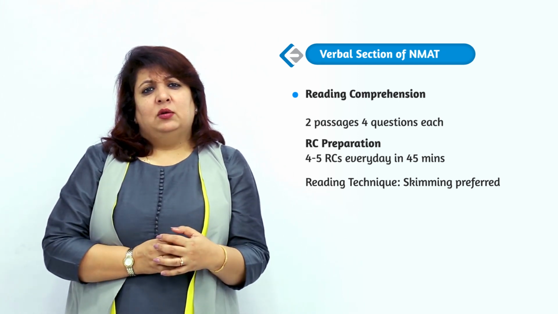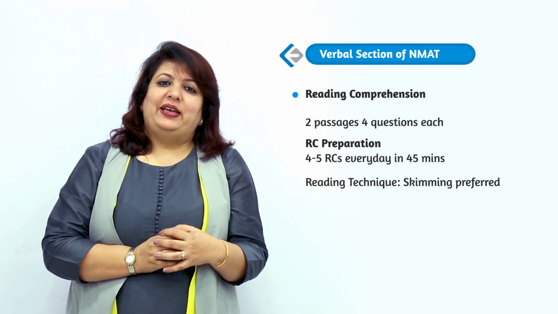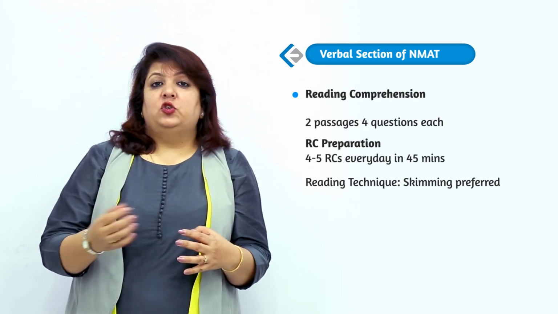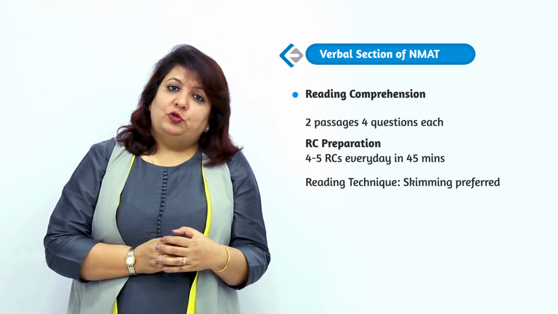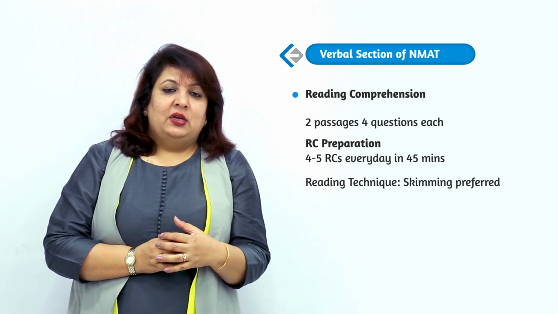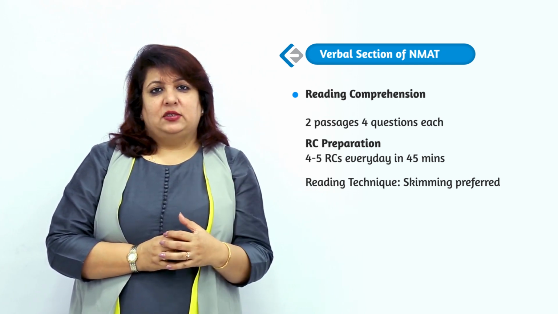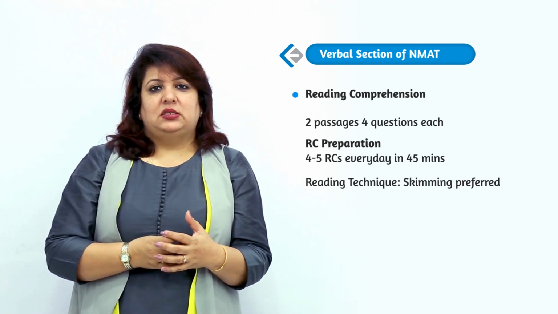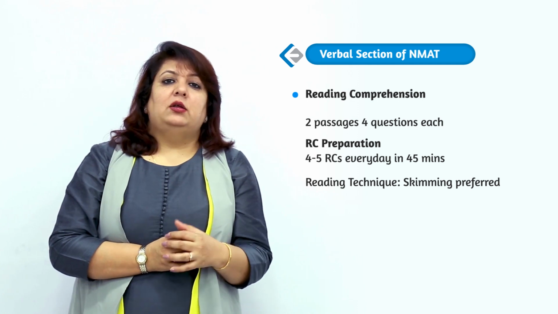The speed of words per minute of an average reader is about 80 to 100 words. To crack the RC in the NMAT exam, the speed should be around 250 to 280 words. And if need be, you need not read the entire passage. You can skim out the information and answer the direct questions that are based on the passage.